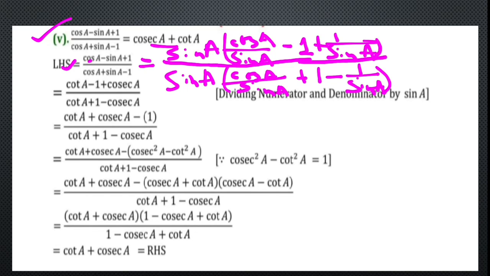Now look at the next line here. This sin A and sin A will cancel each other. Cos A by sin A means cot A minus 1, and 1 plus sin A means cosec A. Similarly, here it will be cot A plus 1 minus cosec A. In this way I am transforming this line to this line.